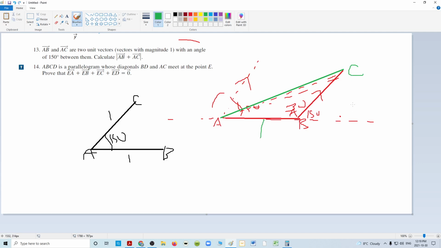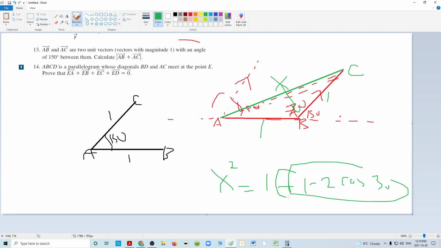Well, we know this is 1 and this is 1. They've given us a magnitude of 1 for both of these lengths, and we know that's 30. So looking at our cosine law, the length here, which we'll call x, squared is equal to AB squared, which is 1, plus BC squared, which is 1. So we can just say 1 plus 1, minus 2 times AB, which is 1, times BC, which is 1. So it's just minus 2 times the cos. What's the angle opposite x? It's not 150, it's 30. Cos 30.